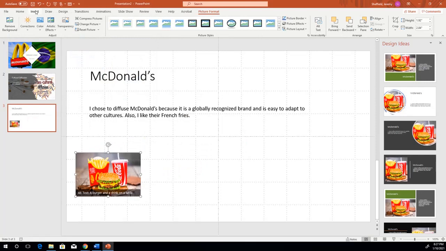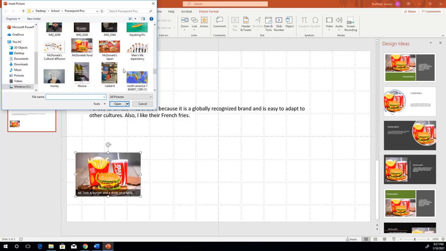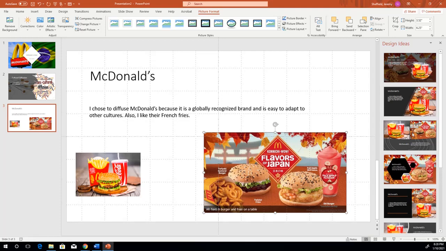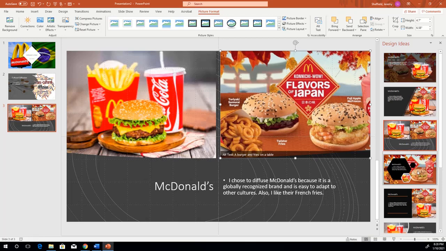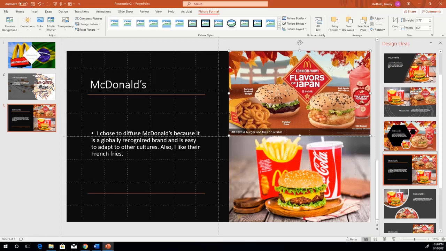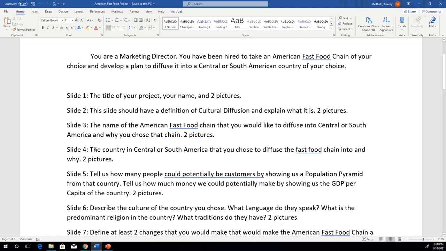And then insert from this device. I don't want to cut off that picture. There we go. All right. So that's slide 3, McDonald's. That's why I chose it. Slide 4, the country in Central or South America that you chose to diffuse the fast food chain into and why. So I chose Brazil.